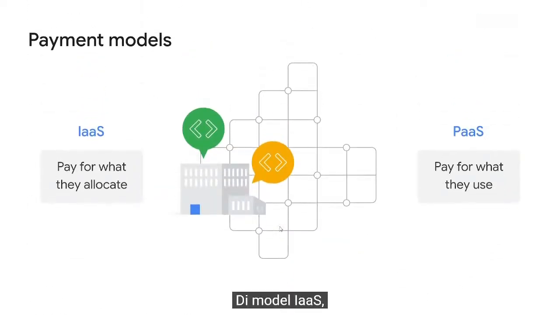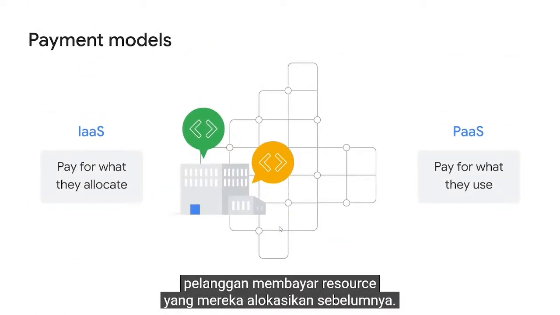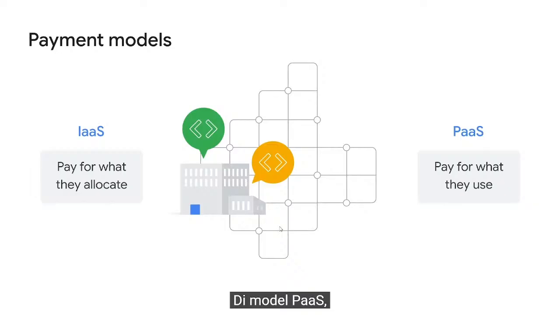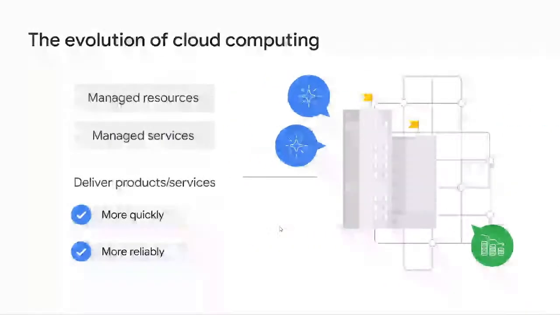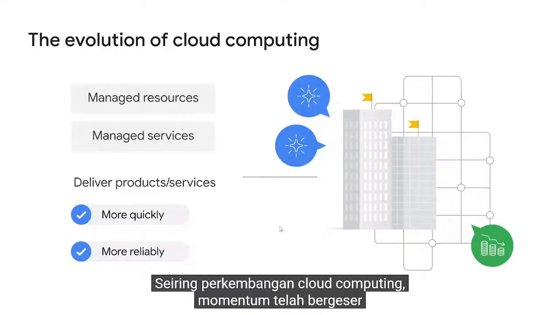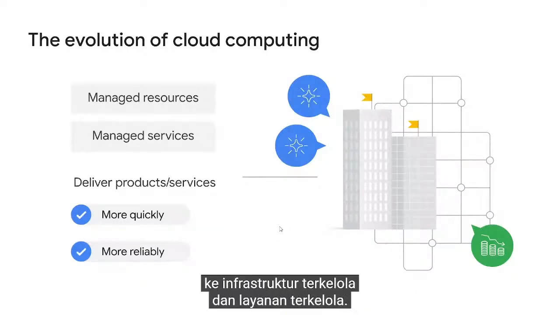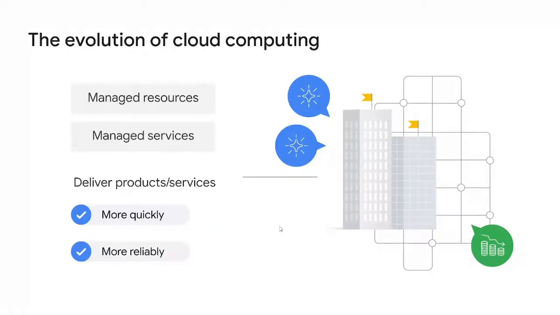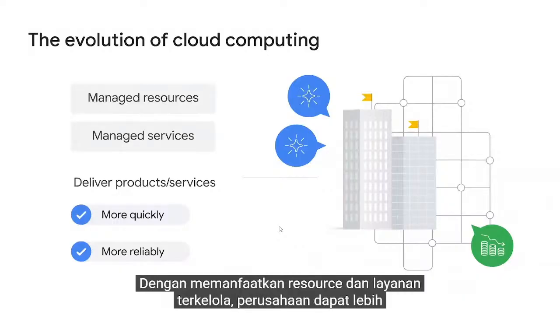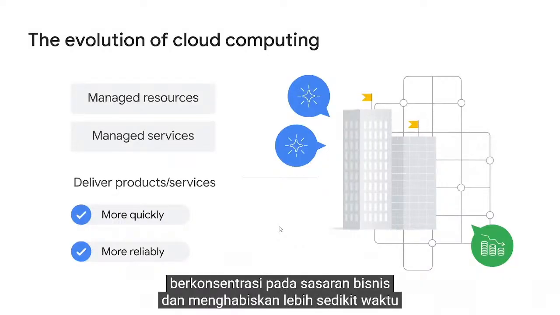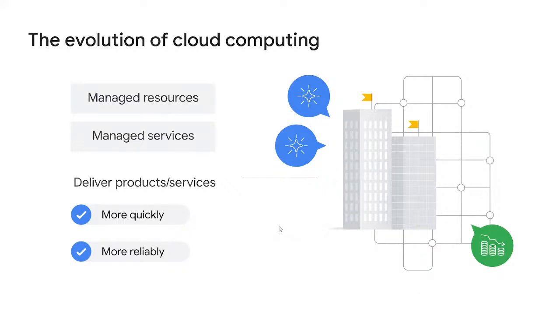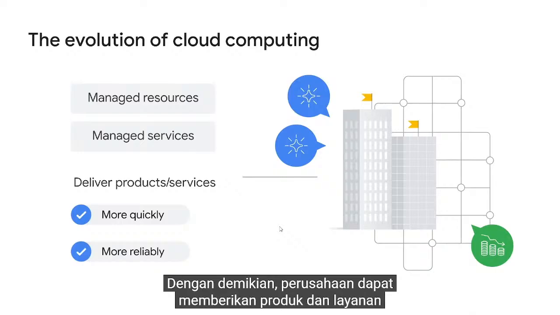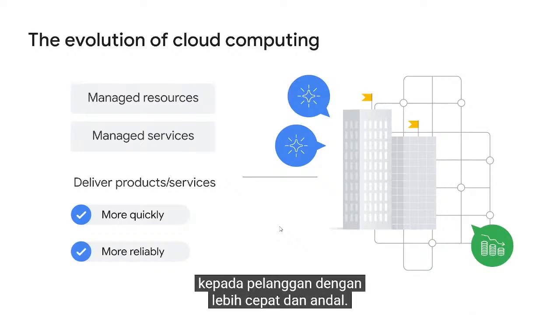In the IaaS model, customers pay for the resources they allocate ahead of time. In the PaaS model, customers pay for the resources they actually use. As cloud computing has evolved, the momentum has shifted toward managed infrastructure and managed services. Leveraging managed resources and services allows companies to concentrate more on their business goals and spend less time and money on creating and maintaining their technical infrastructure. It allows companies to deliver products and services to their customers more quickly and reliably.